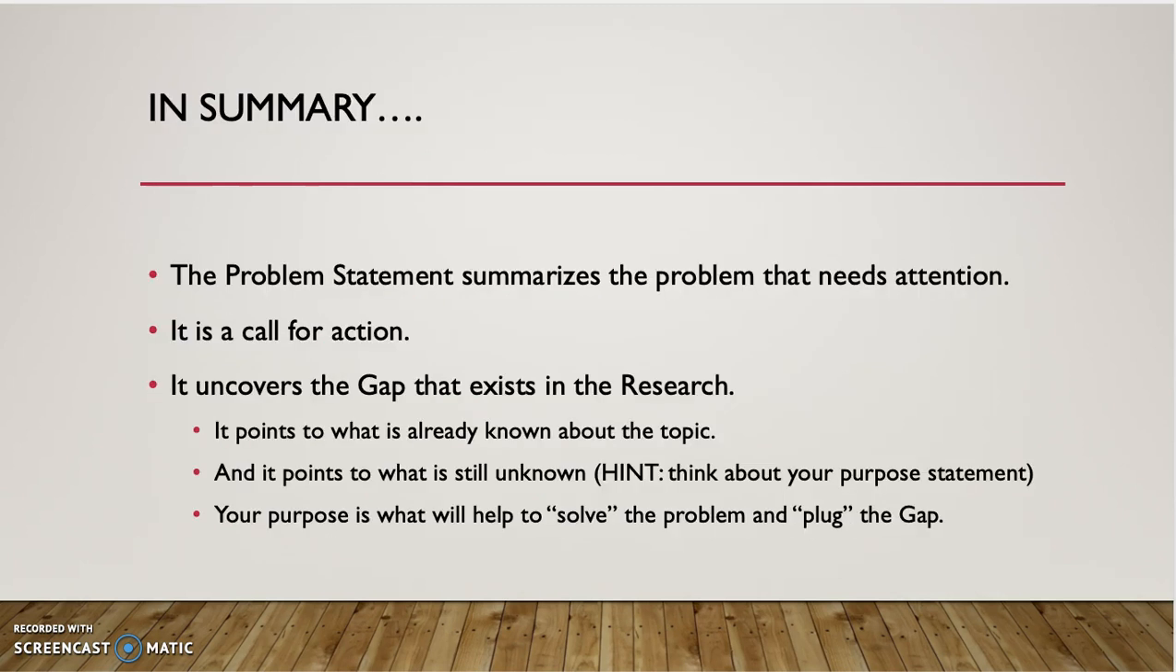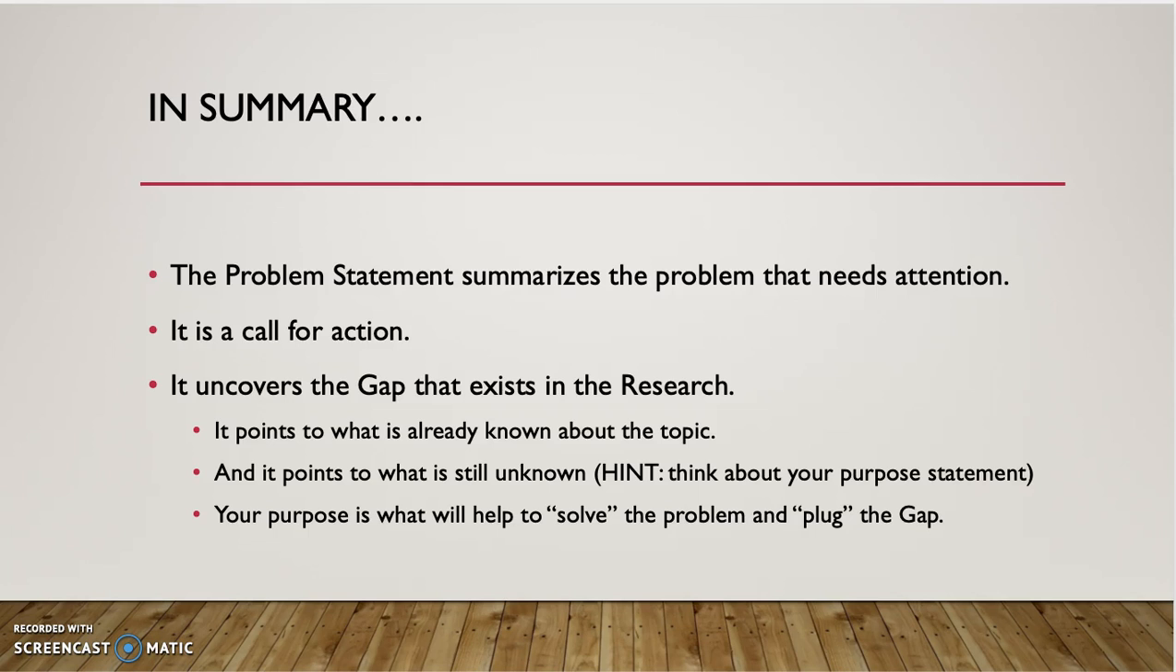So in summary, the problem statement summarizes what the problem is that needs your attention. It's a call for action for your study to take place. It uncovers the gap that exists in the research. And again, accuracy is key. You've got to cite these authors accurately. It points to what's already known, it points to what is still unknown, and it leaves the reader transitioning to the next part of your paper, which is the purpose statement.